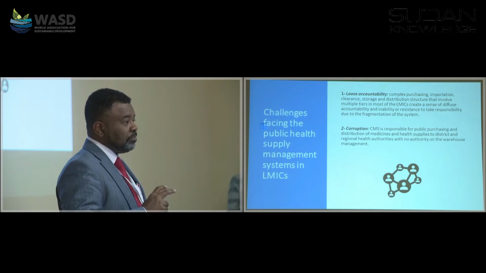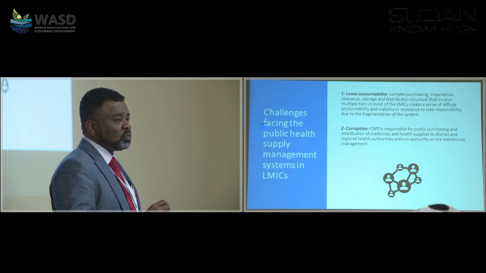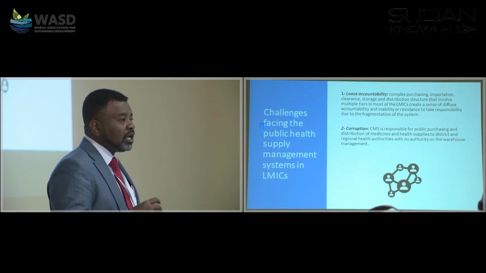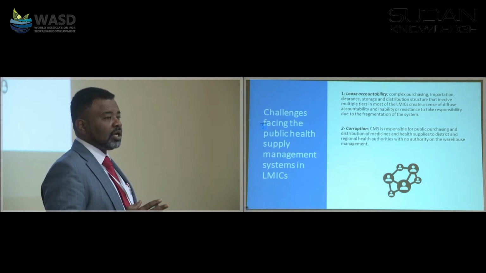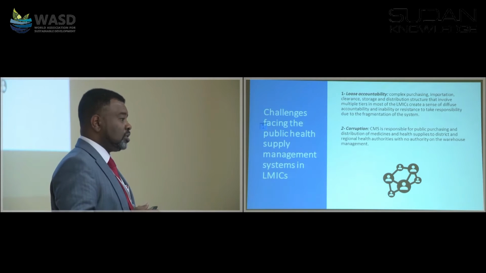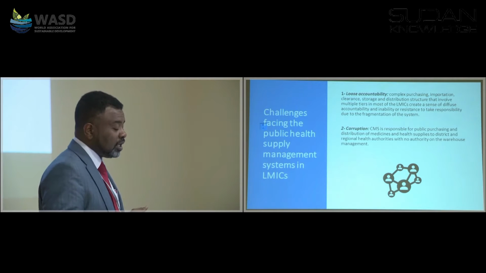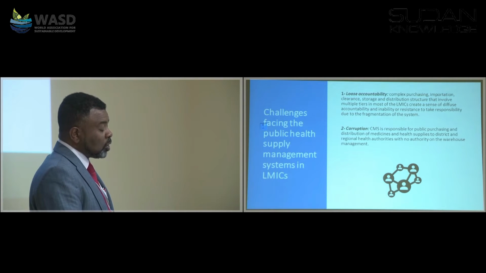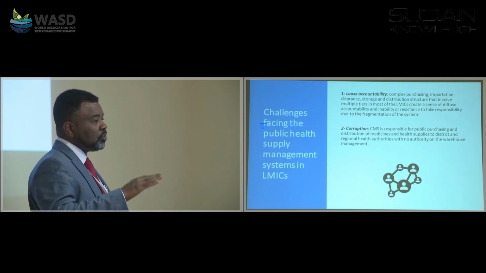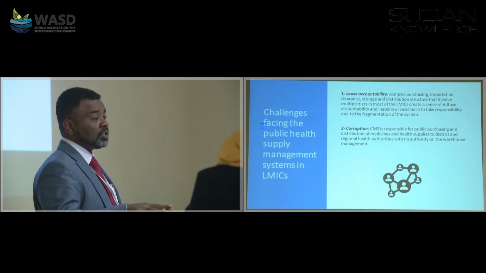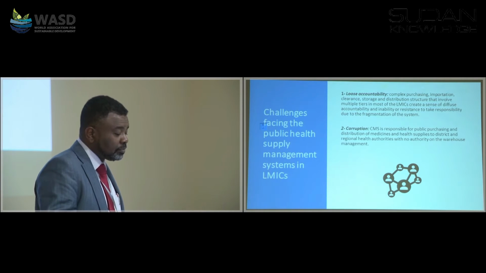So I will take mainly three main challenges of this current system. The first one is loose accountability. It is everyone's job and no one's job to make sure that these medicines and supplies are well utilized, distributed, and dispensed in the way it has been planned for. Also, the central medical store, which sits at the federal level, doesn't have any authority over the warehousing and the processing that happens at the state or county or locality level.